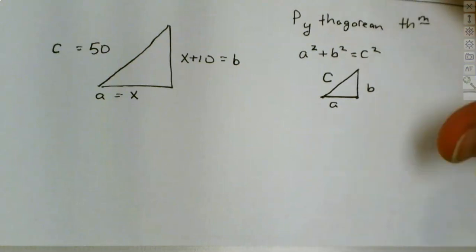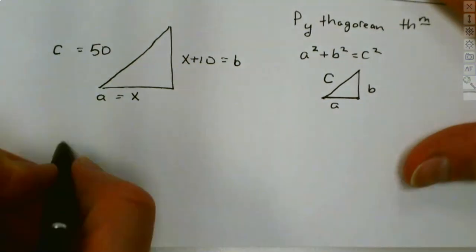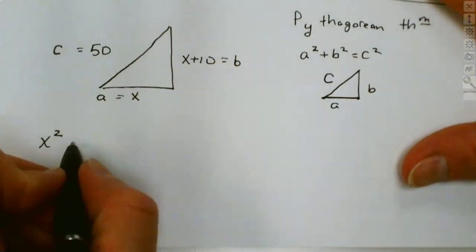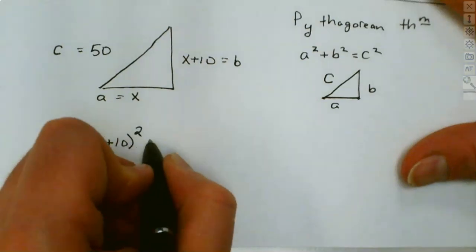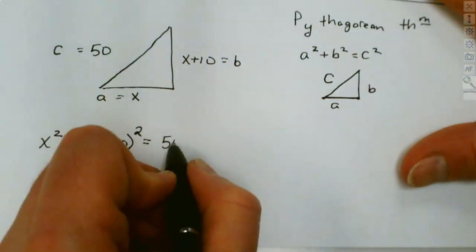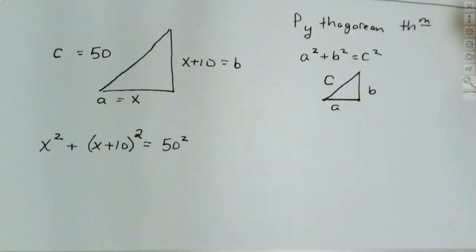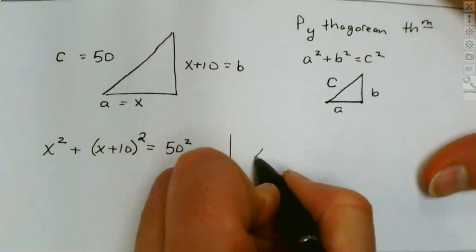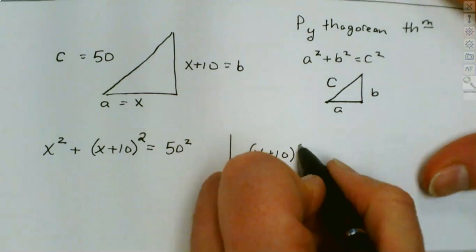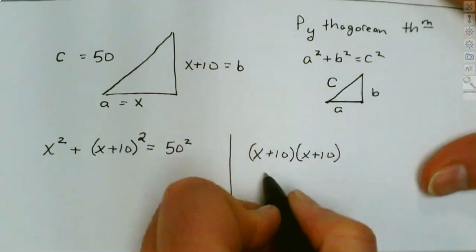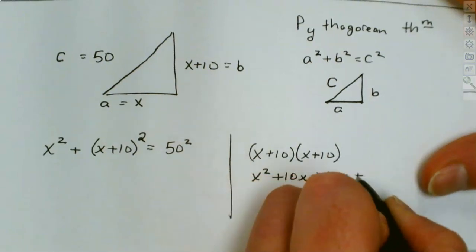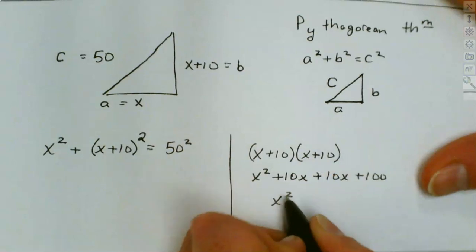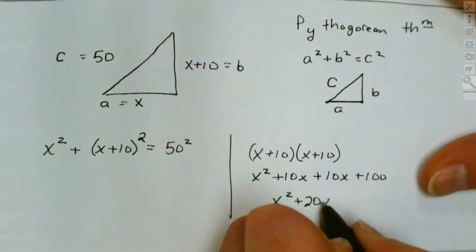All right, so let's see what we've got with our Pythagorean theorem. We've got a squared, so that's x squared, plus x plus 10 quantity squared, equals 50 squared. We're going to have to FOIL that x plus 10 over to the side here. x plus 10 times x plus 10 is x squared plus 10x plus 10x plus 100, which is x squared plus 20x plus 100.